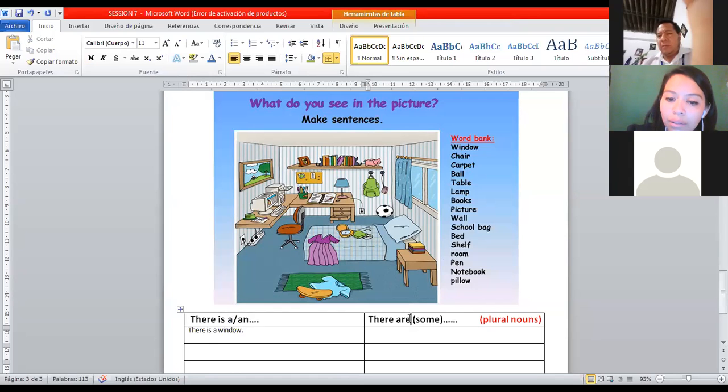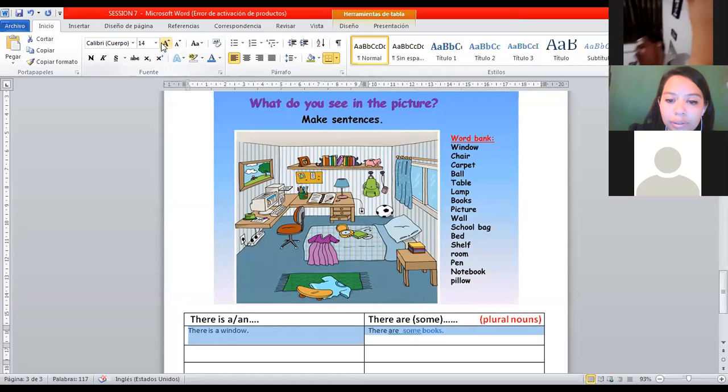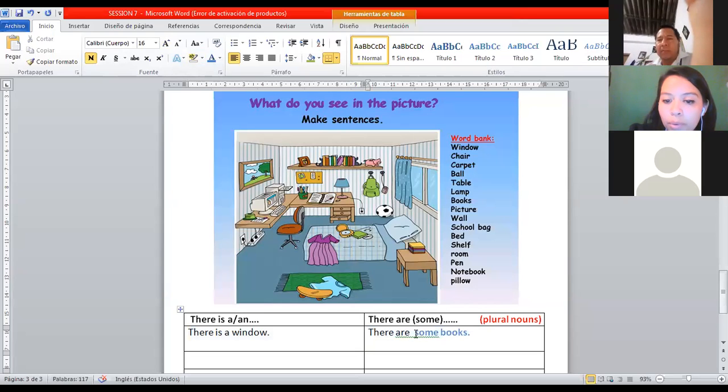Now let's take a look at there are. With there are, lo vamos a usar con plural nouns. For example, take a look at the books. We have one, two, three, tenemos bastantes, okay? So I can use there are, and como son varios, all right? It is really difficult que los comience a contar. 1, 2, 3, 4, 5. So I can use the word some, okay? Some means algunos. There are some books. And because it is plural, this one right here needs to be pluralized, right? So there are some books.